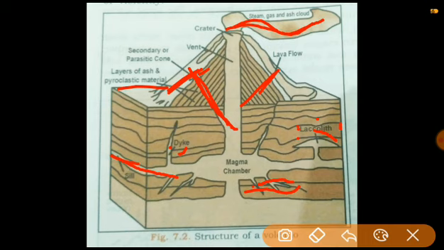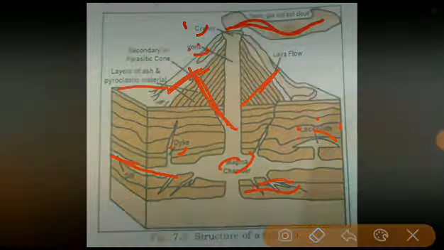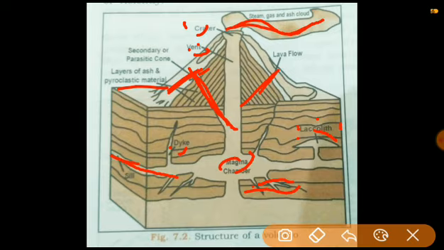So this volcano structure is very easy. The main three things are the magma chamber, vent and crater, and you can see the clouds, gas, lava flow and these different structures. It is very easy. I hope you understand this structure. Now come to the main topic.